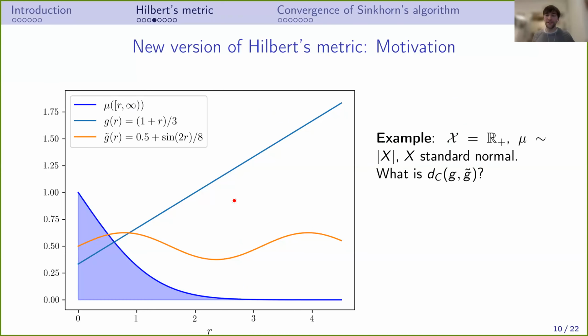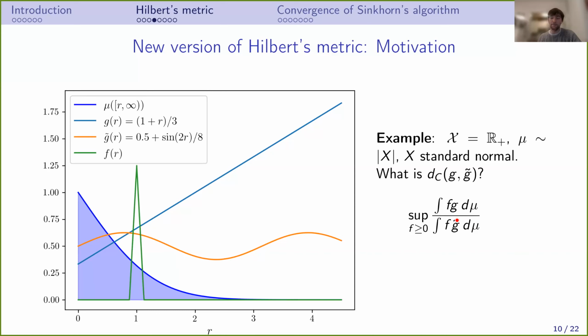I want to do this first at a simple example. So let's look at a simple case where the space X is simply the positive real line, and the measure mu is something very light-tailed, like the distribution of the absolute value of X, where X is just standard normal. Here I plotted two functions, G, which is something linearly growing, and G tilde, which stays roughly constant.